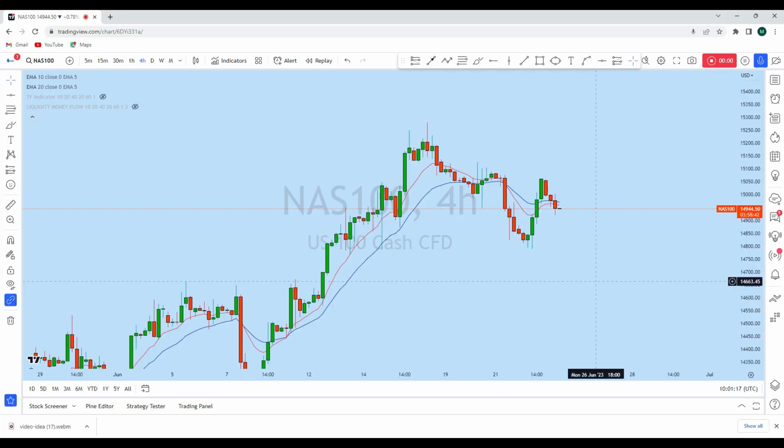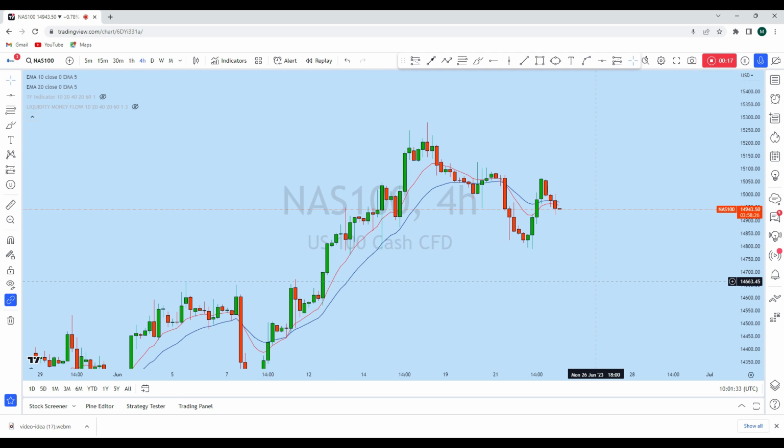Hello trader, I'm going to do a complete multi-time frame analysis on Nasdaq. Let's see what kind of trading opportunity we currently have in this instrument. From the lower time frame perspective, we can see that Nasdaq is showing a significant trading opportunity.